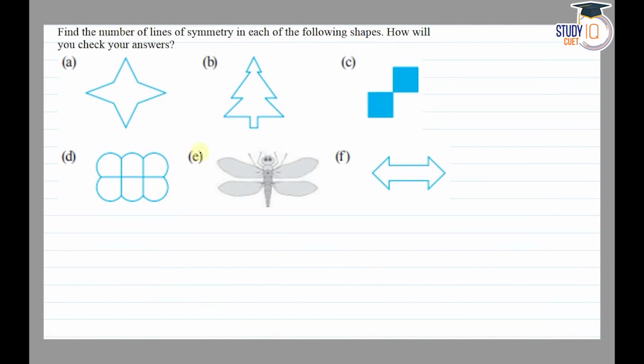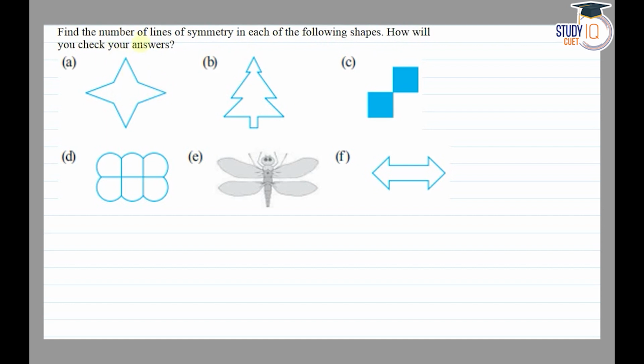Hello everyone. This question appears in the Class 6 NCERT chapter of Symmetry. This is the first question of Exercise 13.3. The question says: find the number of lines of symmetry in each of the following shapes. How will you check your answer?